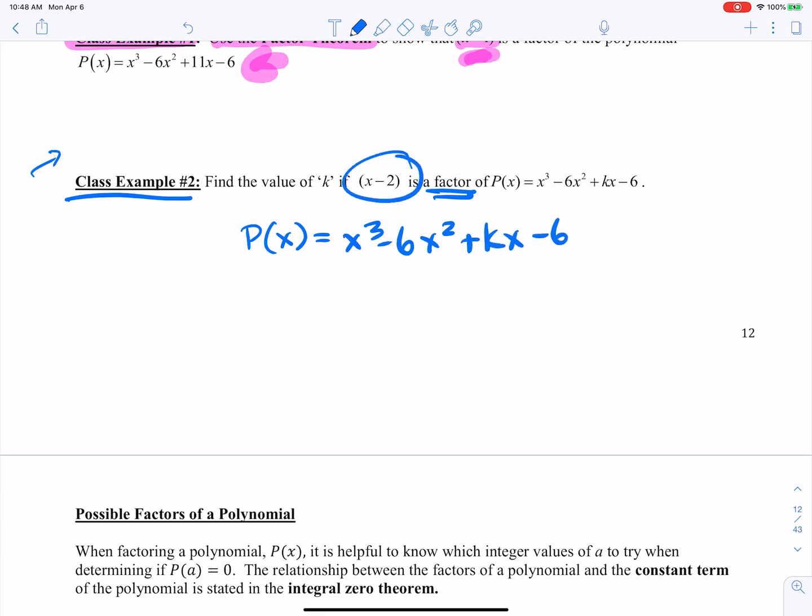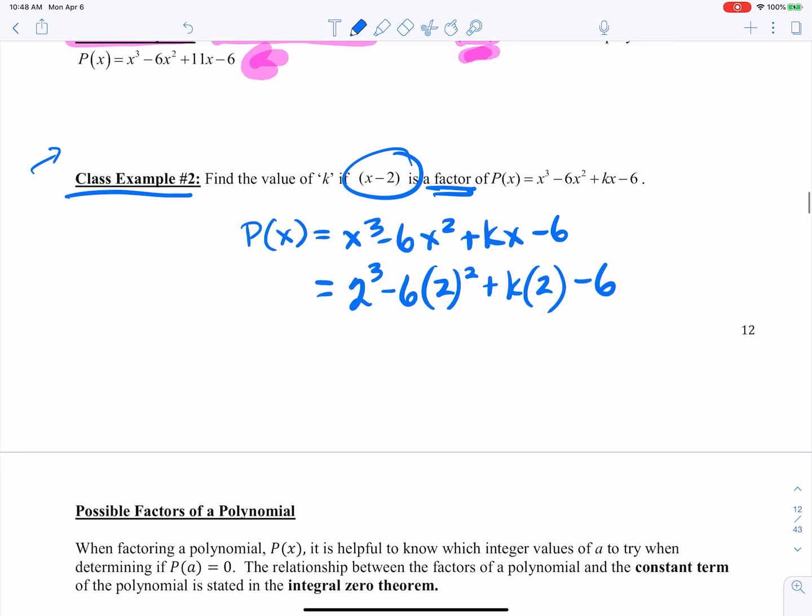I am going to sub in the 0. And then I'm going to set the whole thing equal to 0, because if it's a factor, we can automatically assume the remainder is equal to 0. So the whole thing will be equal to 0, and we can go ahead and solve this.